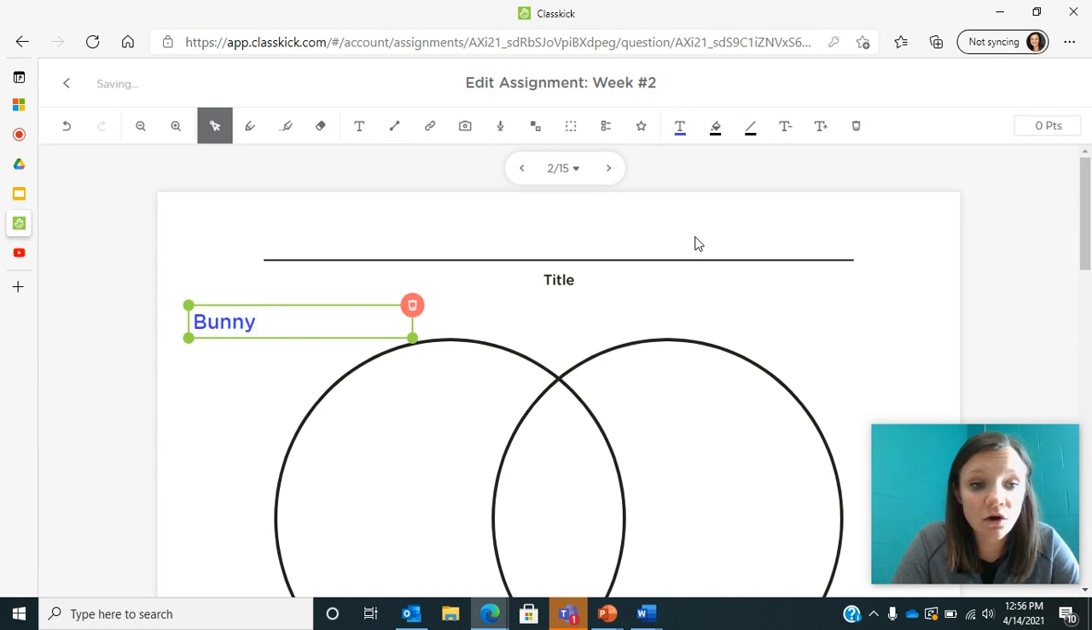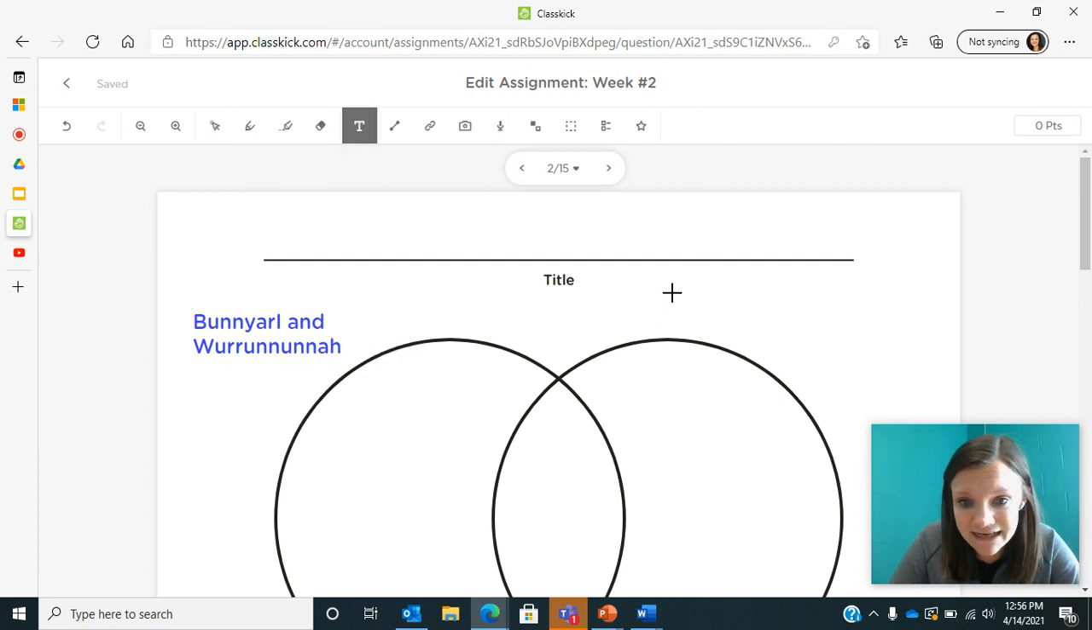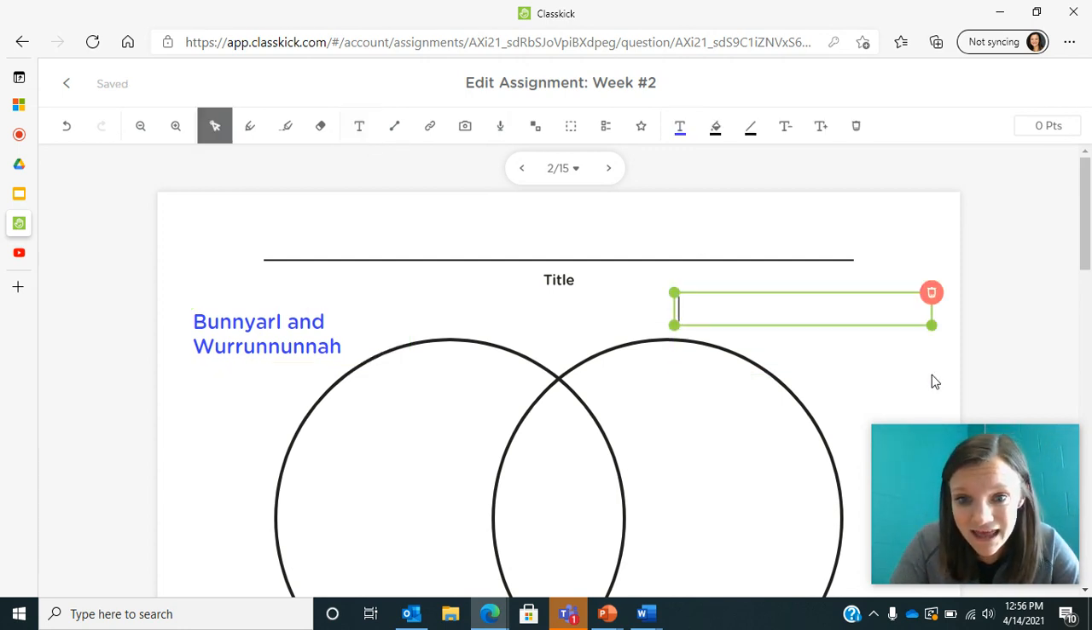each circle had a label. One side was cats, one side was dogs. And in the middle is where we have both. So I'm going to label this side Bunny Yarl and Warrenuna, crazy word. And then this side is the ant and the grasshopper.